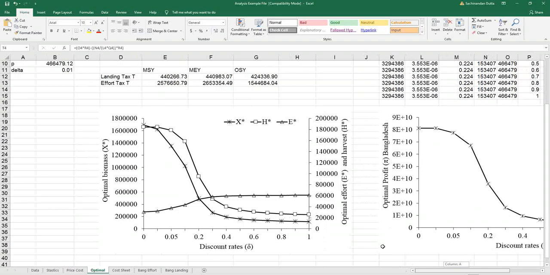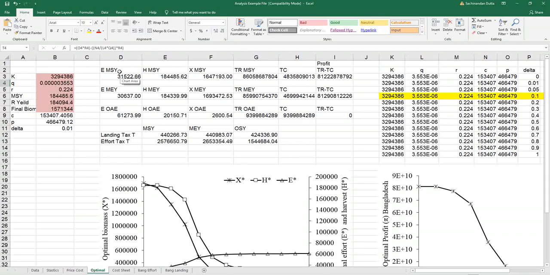Now comes how to calculate the effort MSY, harvest MSY, and biomass of MSY, and the TR, total revenue, TC, total cost, and TR minus TC, which means the profit. Then how to calculate the tax, that is also important. So, landing tax and effort tax, of MSY, MEY, and OSY.